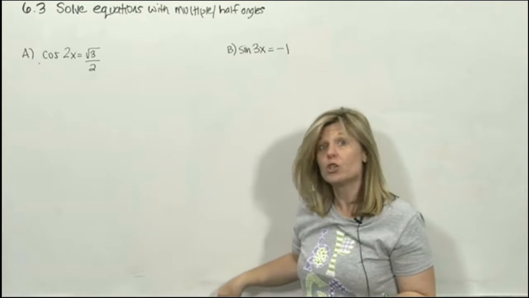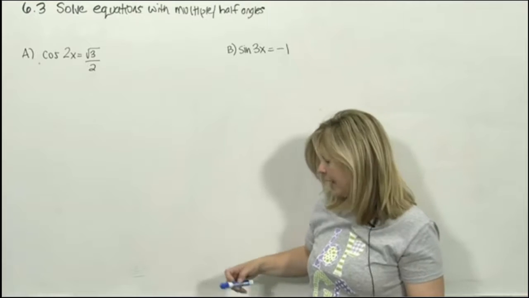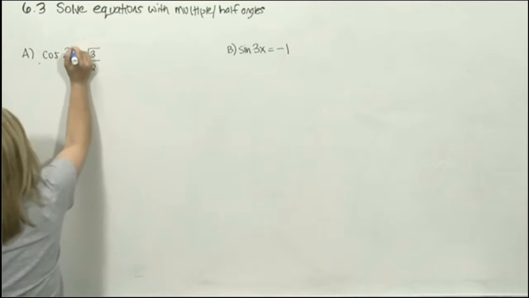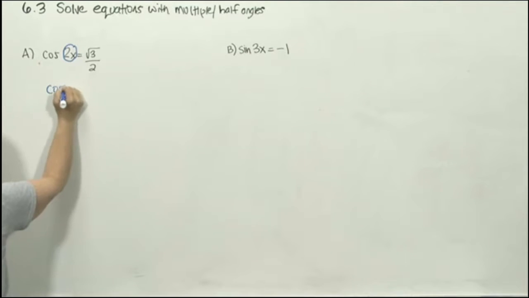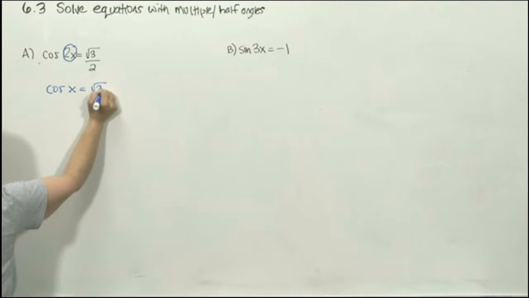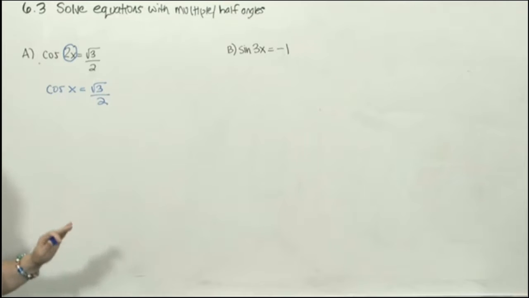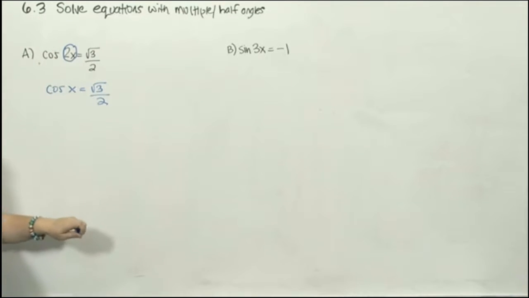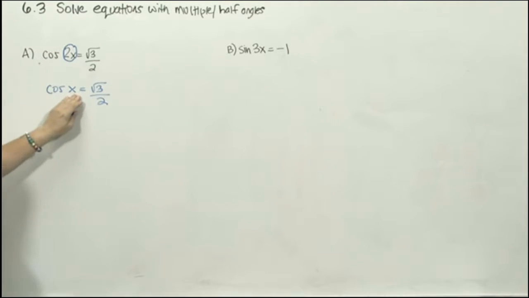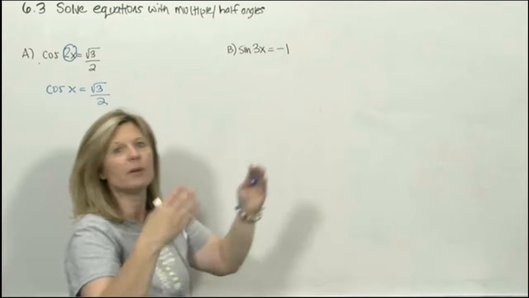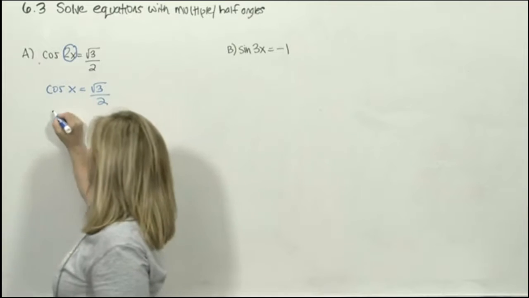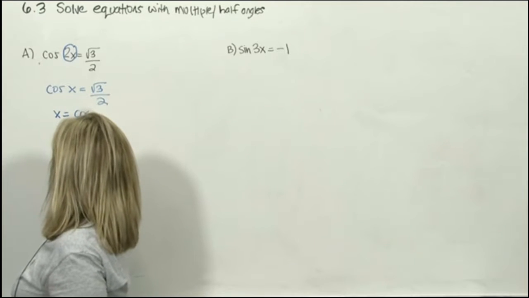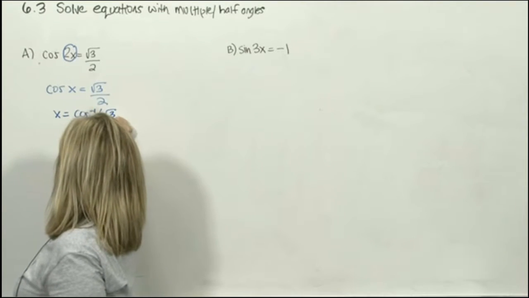What you do is you pretend that angle isn't a double angle. Let's pretend that wasn't there. If I rewrote this and I just wrote cosine x is square root of 3 over 2, we'd all be jumping for joy, because we could do the inverse of this, right? x would be the cosine inverse of square root of 3 over 2.